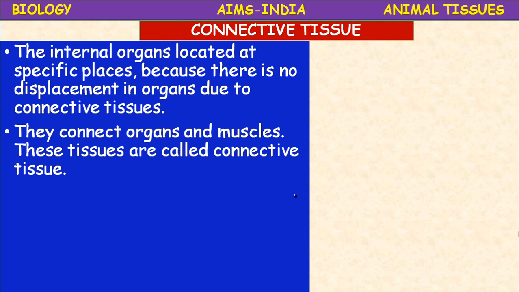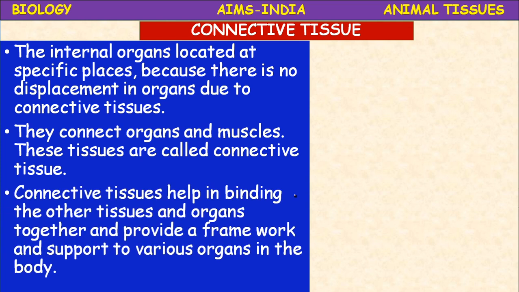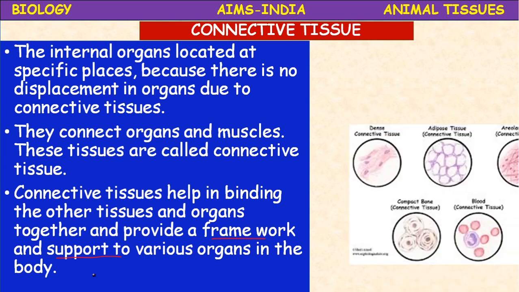So these tissues are called connective tissues. Connective tissue helps in binding the other tissues and organs together and provides a framework and support to various organs in the body. That is the main function. And one more thing, this connective tissue is the most abundant tissue in the body. The fundamental tissue is epithelial tissue, but the most abundant tissue is connective tissue.